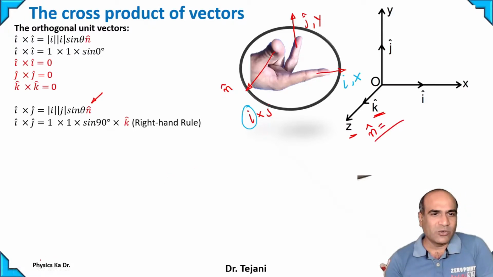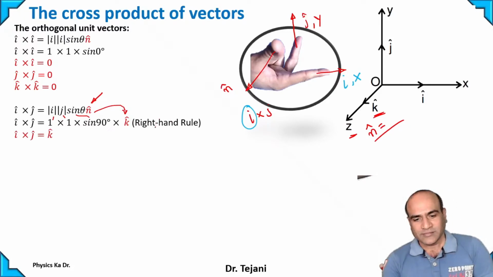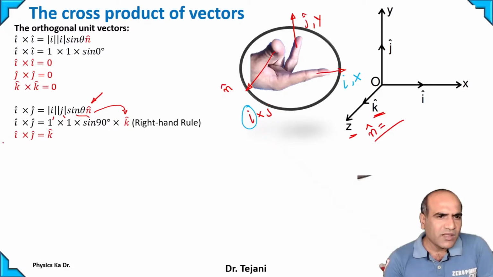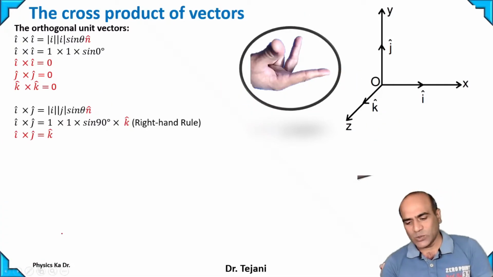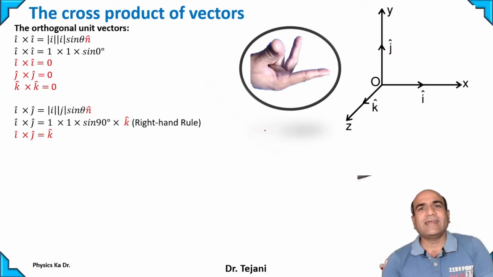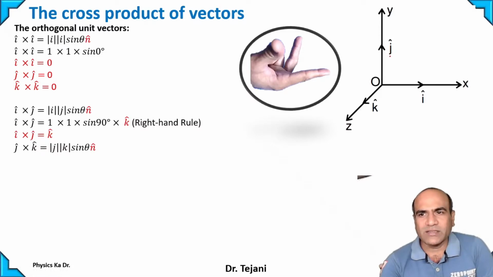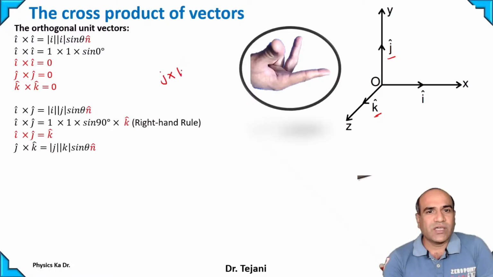Therefore n cap becomes the k vector as per the right hand rule. So I is 1, J is 1, sine 90 is 1, and n cap becomes k cap. Therefore I cross J becomes k cap. It is very simple. It is the right hand rule. Then next, let us consider another one, J cross K. See, J cross K we are taking, its order is important.